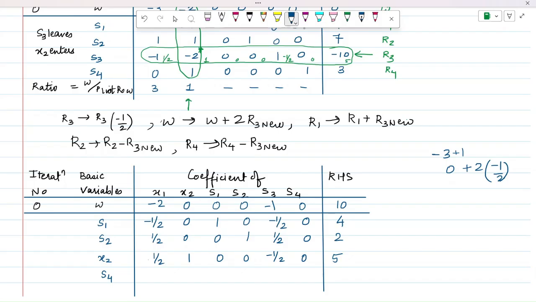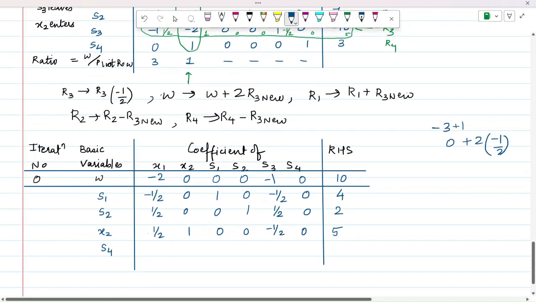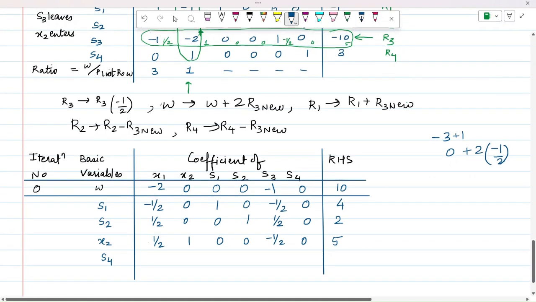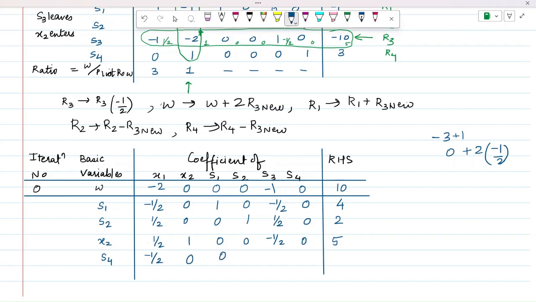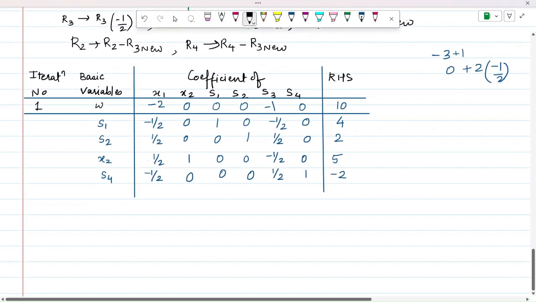And let's move to the last row. That's R4. R4 minus R3 new. So 0 minus half is going to give me a negative half. This is going to become 0, 0, 0, positive half, 1 as it is, and a negative 2. Okay. So this was iteration number 1. We need to change this as well because it was a copy pasted table. Okay, we got iteration number 1.